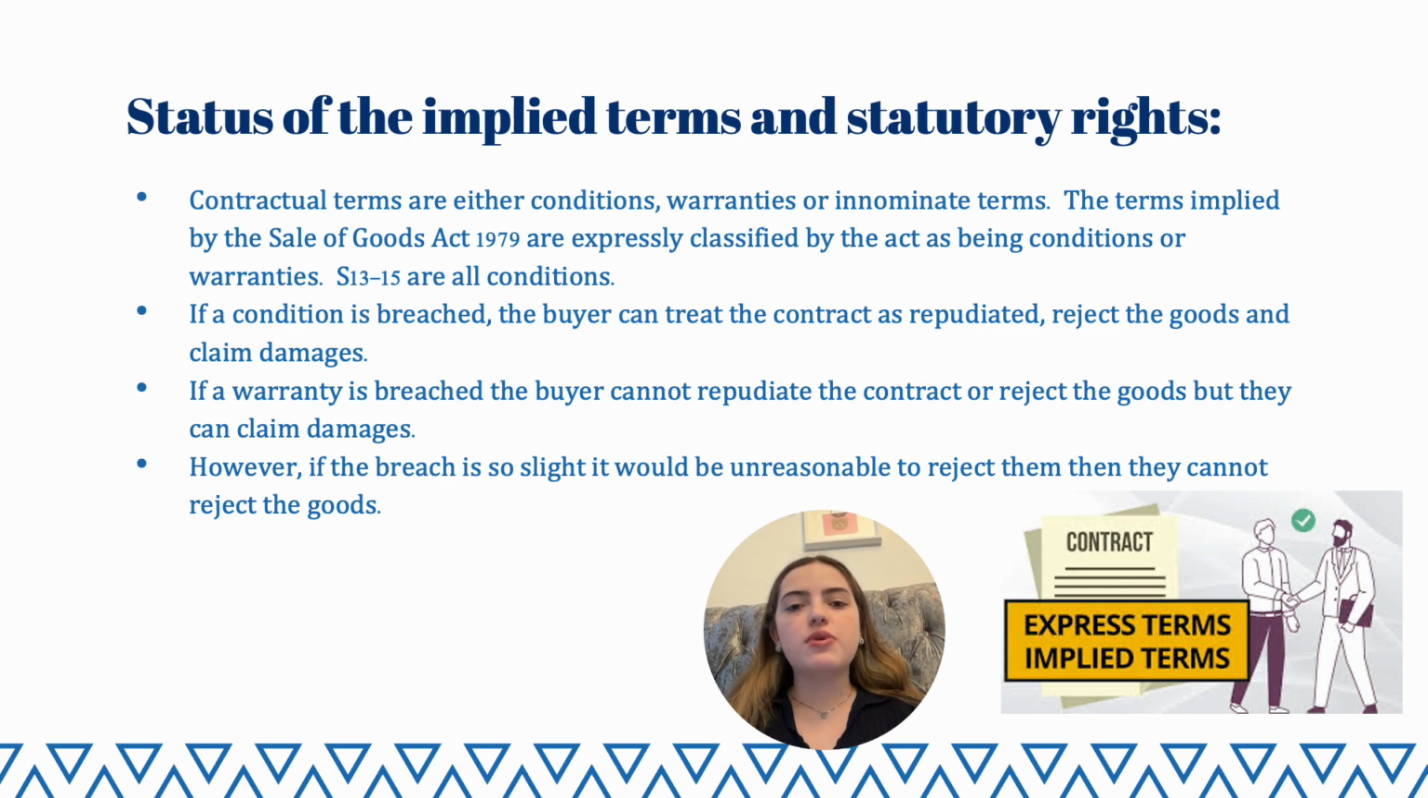If a condition is breached, the buyer can treat the contract as repudiated, reject the goods, and claim damages. However, if a warranty is breached, the buyer cannot repudiate the contract or reject the goods, but they can claim damages. Also, if the breach is so slight that it would be unreasonable to reject them, then they can't reject the goods.